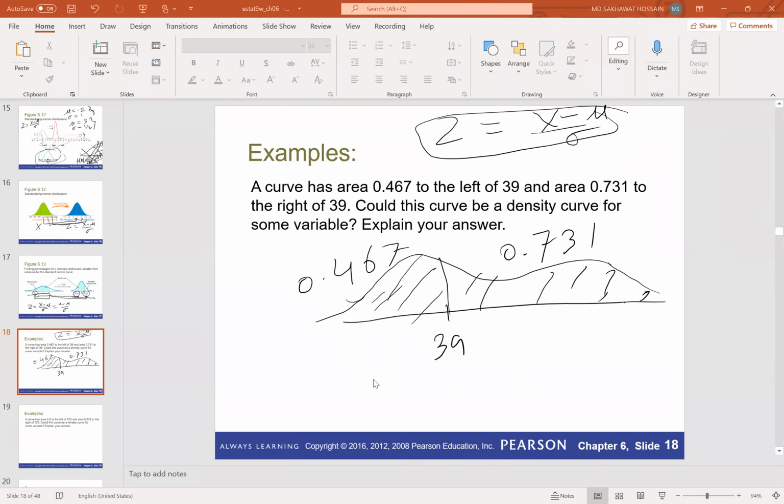Yes, the answer will be no, right? The area is greater than 1. Yeah, you got it. We know that the total area under the curve is 1, and here the total area is greater than 1. So this is definitely not a density curve.